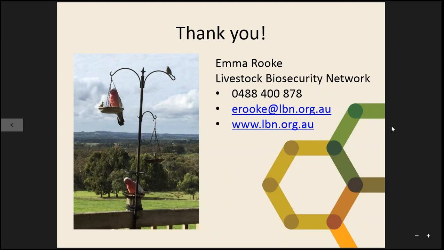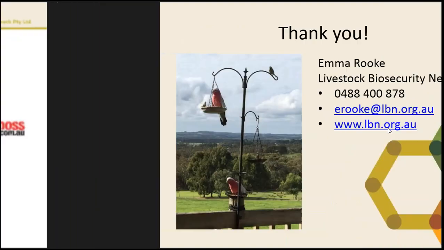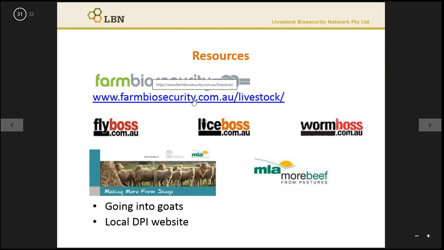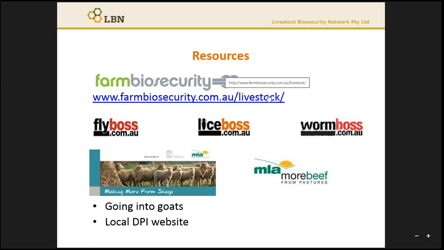The best thing to do is go to your local DPI and ask them what their requirements are, but also check this Farm Biosecurity website here. If you go up to the top, there's something that says livestock, and then there's a drop down with all the species listed. So if you go into goats, if there's an animal health statement for goats, it'll be on that page.